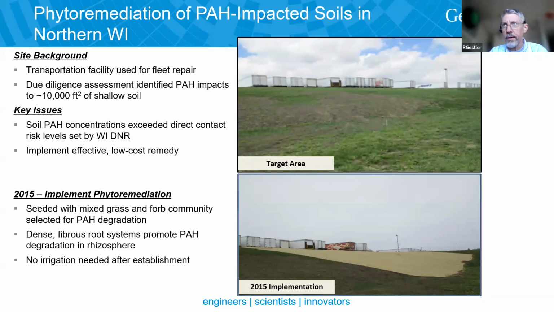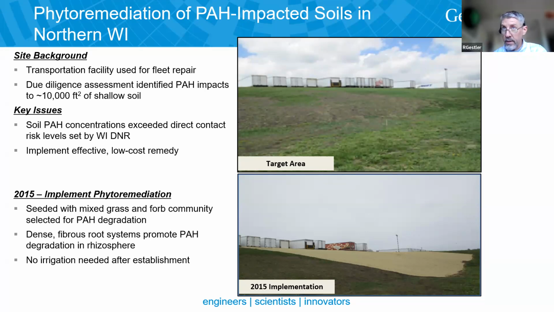So some quick background, this was a former truck fleet maintenance yard, where as part of a property transfer, the due diligence assessment identified that about a quarter acre of the site had polycyclic aromatic hydrocarbon contamination within the shallow soil. Those PAH concentrations exceeded the Wisconsin Department of Natural Resources risk levels for direct contact. And so that triggered the need to do some type of remediation here.